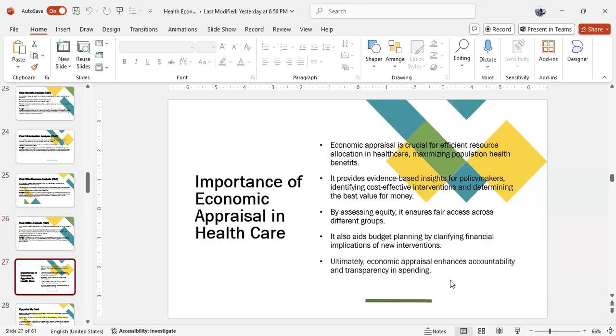Importance of economic appraisal in healthcare. Economic appraisal is crucial for efficient resource allocation in healthcare, maximizing population health benefits. It provides evidence-based insight for policymakers identifying cost-effective interventions and determining the best value for money. By assessing equity, it ensures fair access across different groups. It also aids budget planning by clarifying financial implications of new interventions. And ultimately, economic appraisal enhances accountability and transparency in spending.